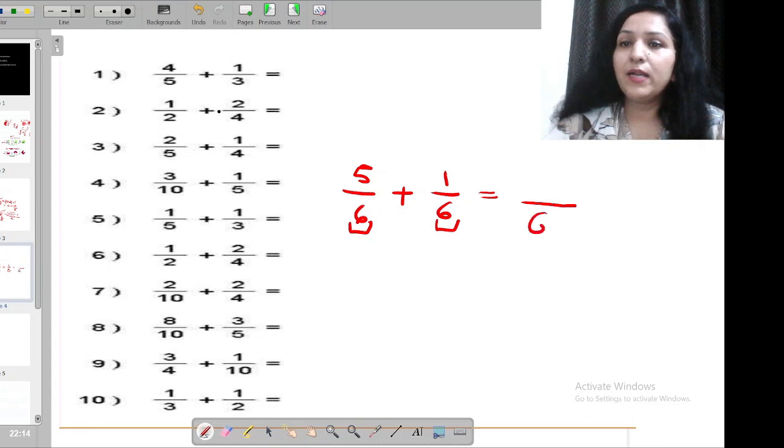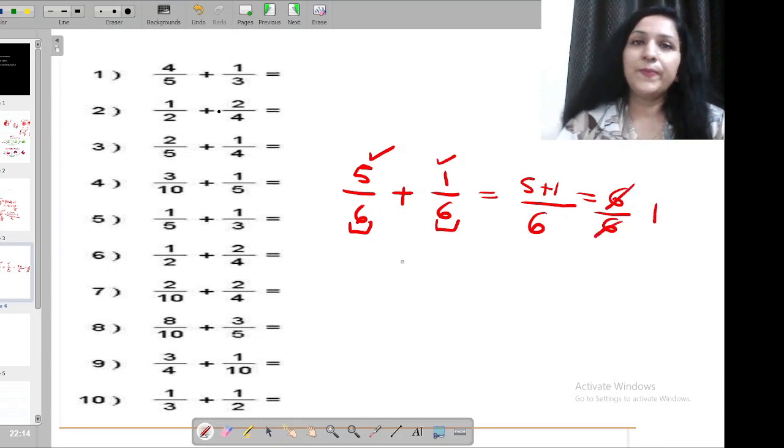Take the denominator common and add the numerators. You need not do any conversion here. 6 and 6 are common, so we have taken it common. Now 5 plus 1 is 6, and 6 upon 6. 6 divided by 6 is how much? It is 1. Okay.